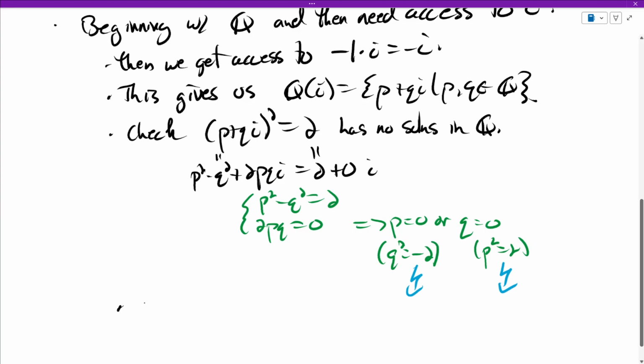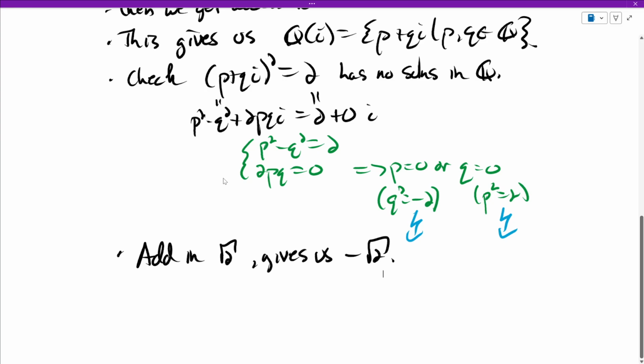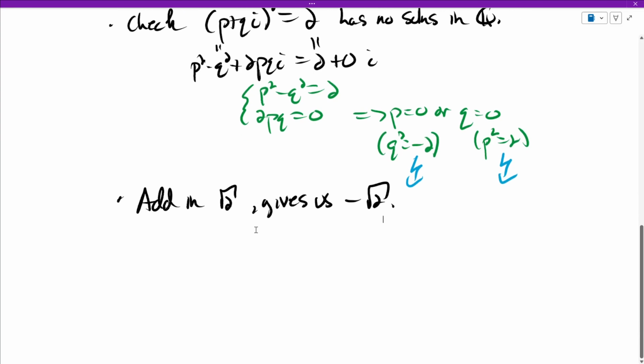So we're going to go ahead and add in the square root of 2. And just like when we added in i, this gives us also negative root 2. It gives us all rational multiples of root 2 as well, if we're going to make a number system out of it. So by throwing in i and root 2, we get access to all of the roots. And I believe we did an example similar to this, but if not, you'll do these examples.